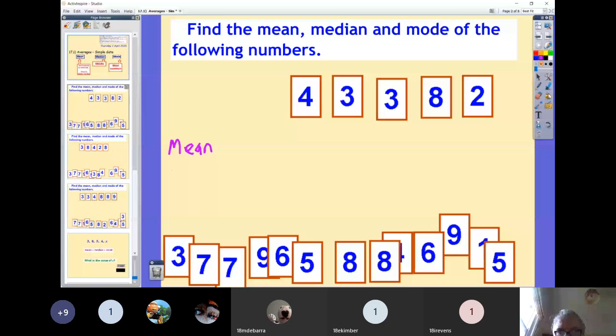So remember, the mean is the one when you add them all up and divide by the number of numbers. The median is the middle one, but only once you've got them in numerical order from smallest to biggest. And the mode is the number that crops up most often. I'll give you about another 20 seconds or so.